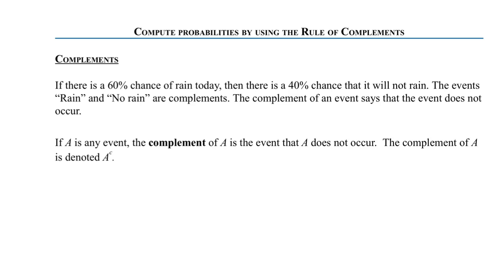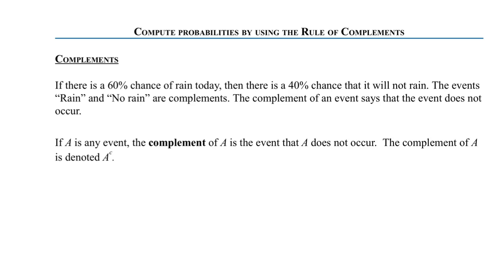Now let's look at the complements. If there is a 60% chance of rain today, then there is a 40% chance that it will not rain. The events rain and no rain are complements. So the complement of an event says that the event does not occur. So if A is an event, the complement of A is the event that A does not occur. The complement of A is denoted by A with a small c at the top.